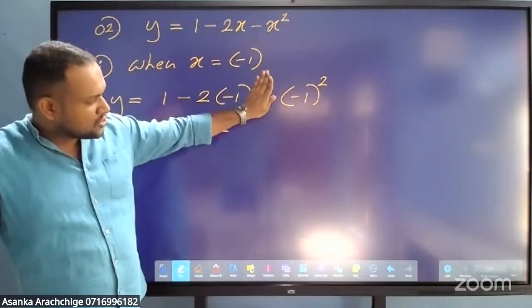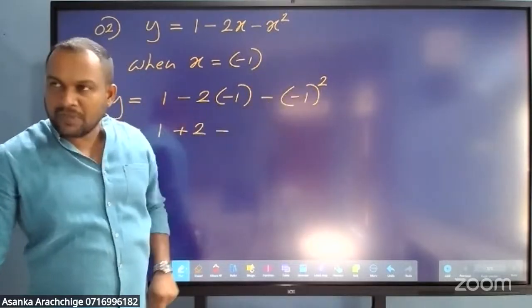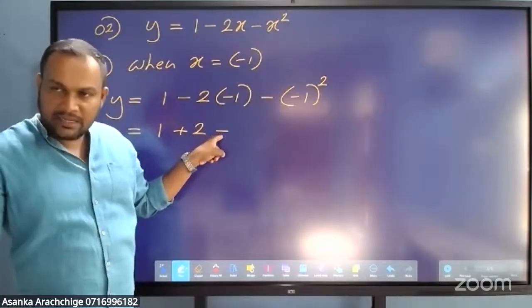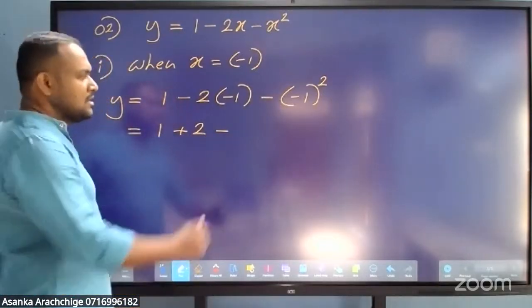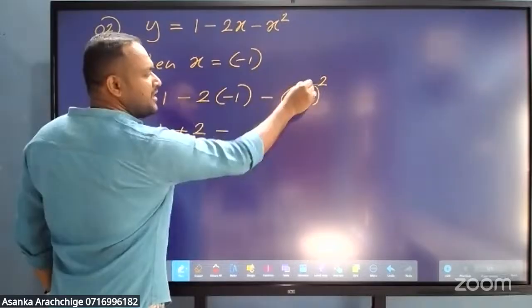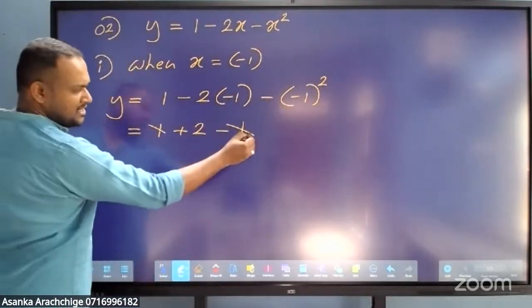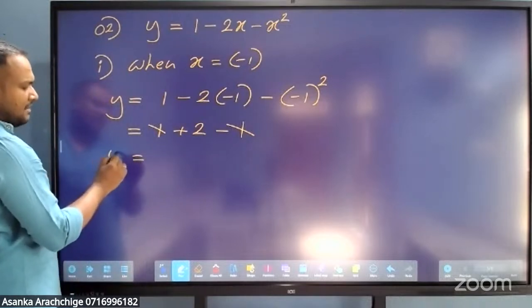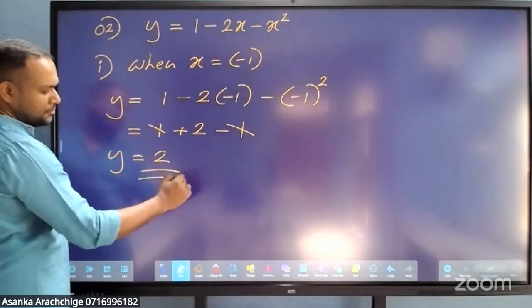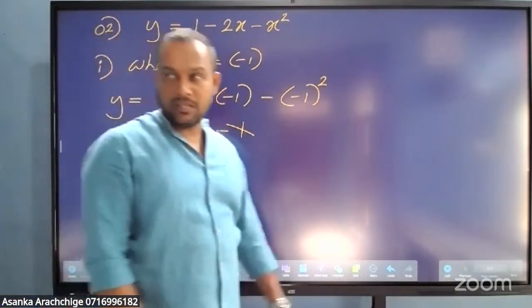First you have to get the square of minus 1 keeping the sign unchanged. Then here, minus the square of minus 1 is plus 1. Then plus 1 minus 1 can be cancelled and y is equal to 2. Value of y is 2.